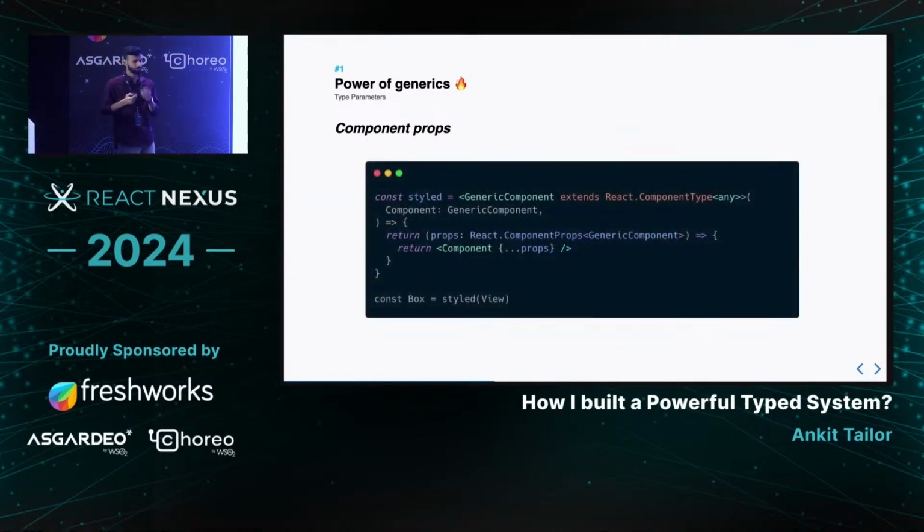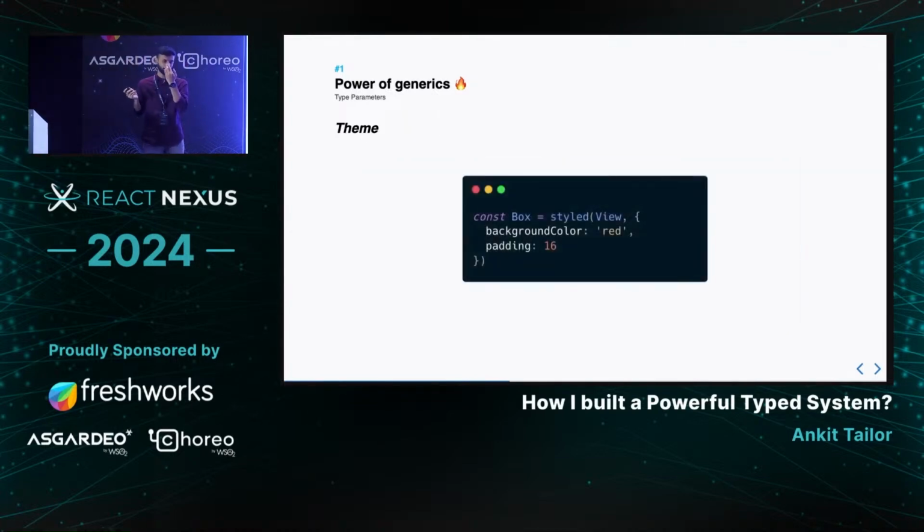I have created one generic component that extends the React component type, so that the user will not pass any other type of component here. I have assigned that component here, and if you do this, you will get beautiful types inherited. Now the second part is theme.